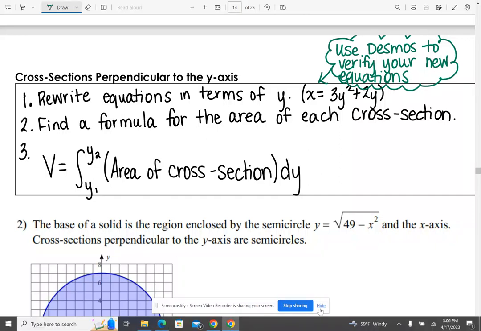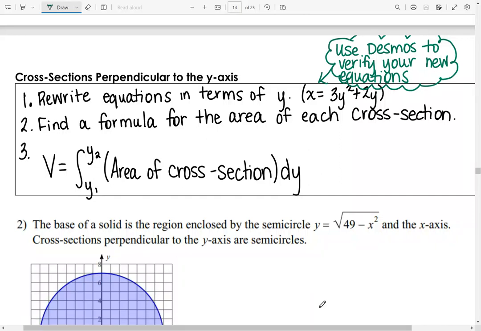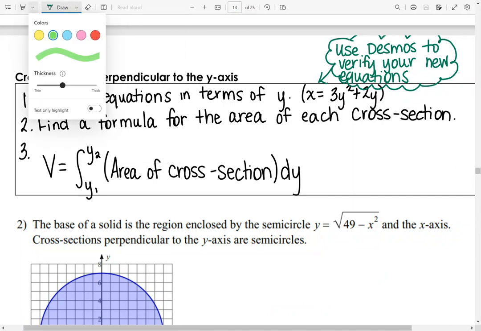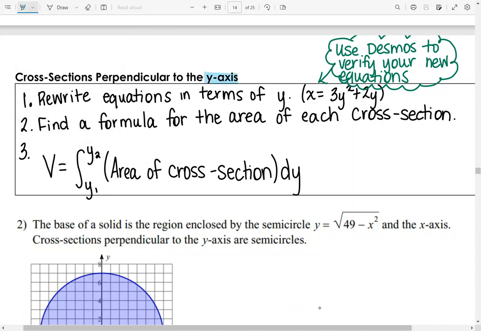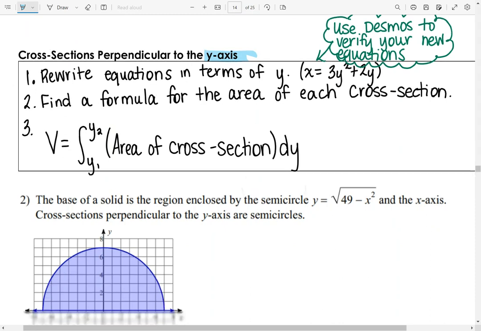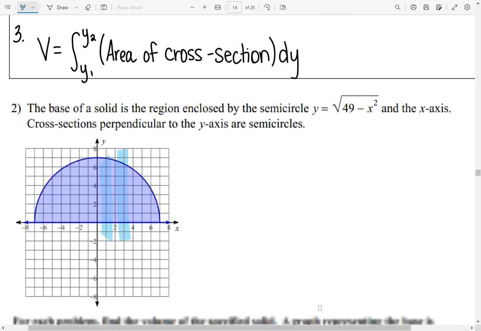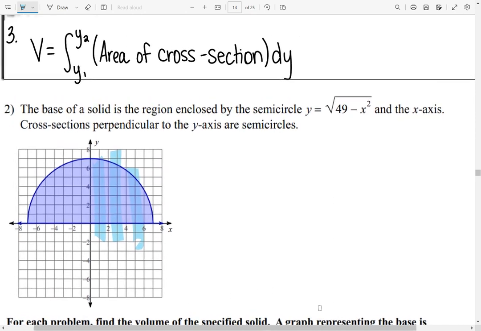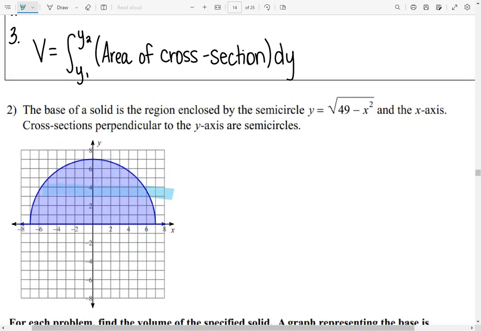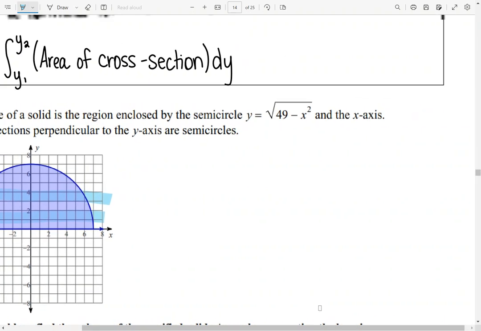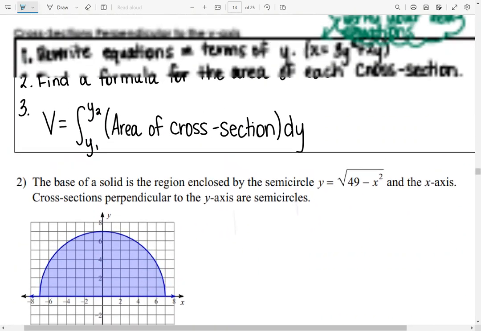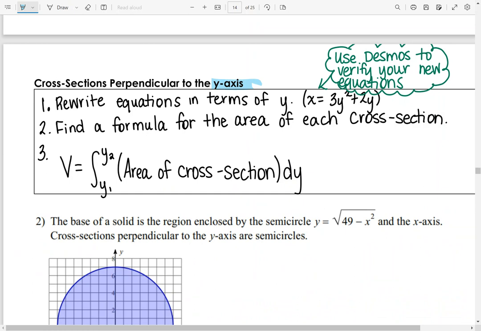Hi everybody. Today we are going to start on finding volume of solids, but this time the cross sections are going to be perpendicular to the y-axis. Last time they were perpendicular to x, this time they're perpendicular to the y. So instead of our cross sections going this way, they'll be going horizontally. They'll be going this way. Okay? So in order to do that, we're going to need to follow a few steps.